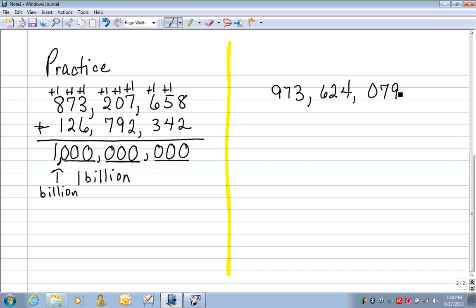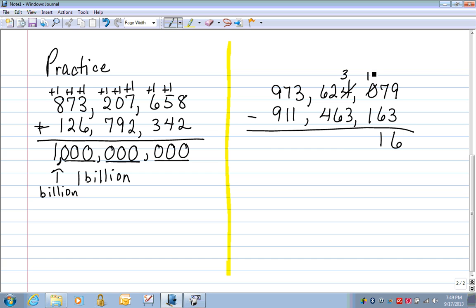973,624,079 minus 911,463,163. 9 minus 3 is 6. 7 minus 6 is 1. 0 minus 1 can't be done, so I must borrow. Make this a 3 and make this a 10. 10 minus 1 is 9. 3 minus 3 is 0.